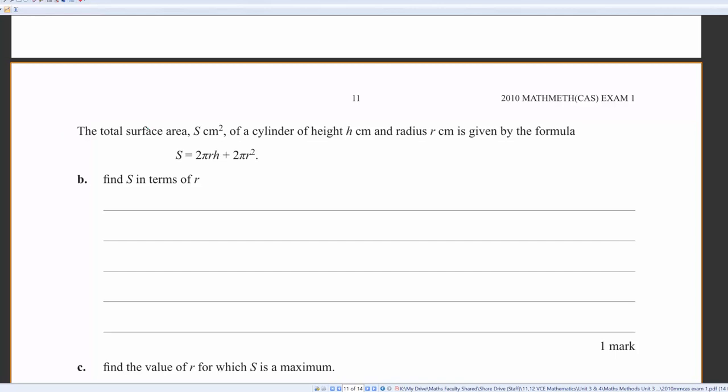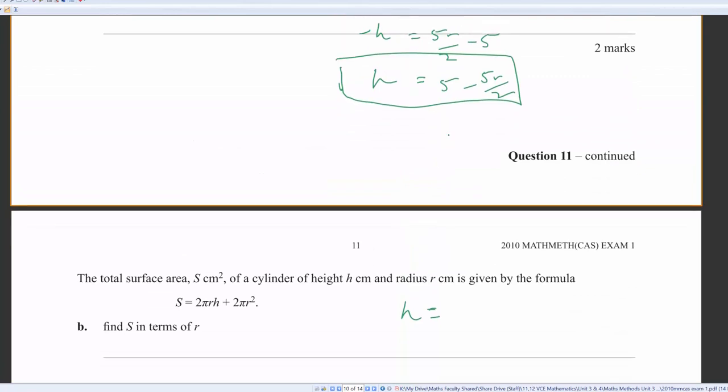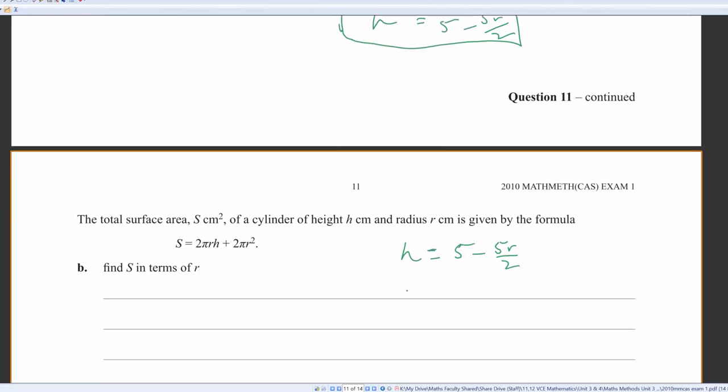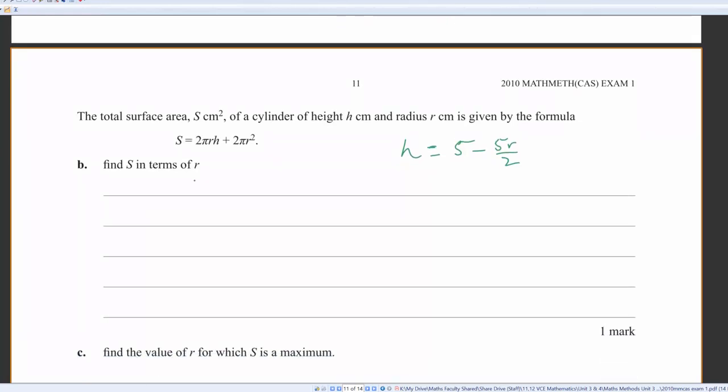So the total surface area S for a cylinder of height h and radius r is given by this formula here. Find S in terms of r. And that means that this h here is the one that we found earlier. So we noted that h is equal to, and I've forgotten the value, so I'm just going to scroll back up again, is equal to 5 take away 5r on 2. So if they want me to find S in terms of r, I'm going to quickly sub in h here. So S is equal to 2 pi r, 5 take away 5r on 2, plus 2 pi r squared.